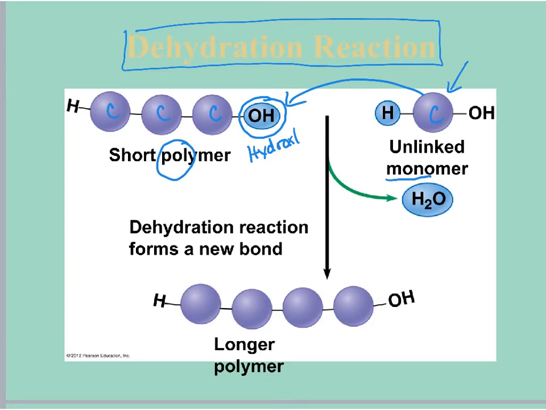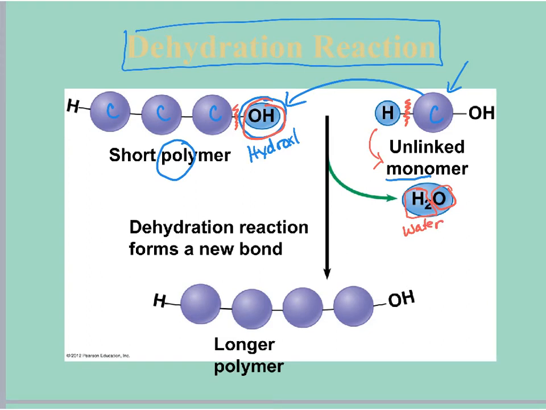So in this case, let me change my pen so it's not messy. When these two molecules come together, if this bond is broken between carbon and hydrogen, that means we'll lose a hydrogen. And when this bond is broken, we lose that hydroxyl group. Well, 2 hydrogens plus an oxygen come together to make water, right? So in a dehydration reaction, we lose a water molecule, right?